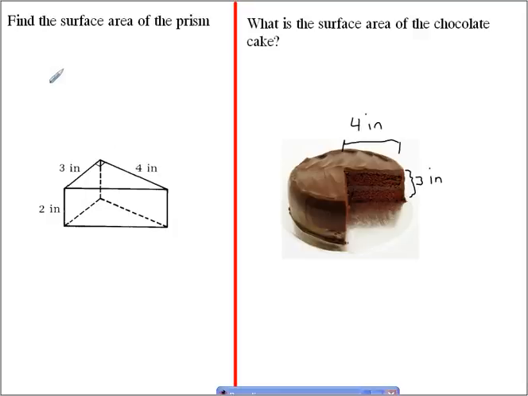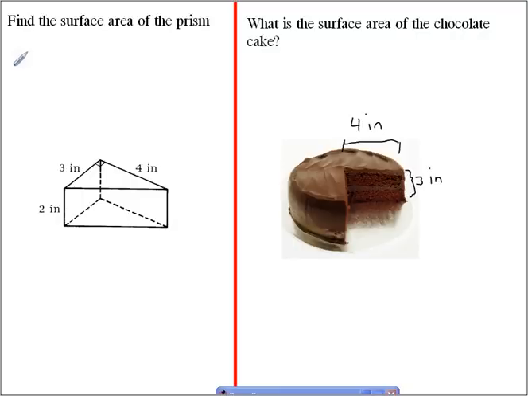Now this problem is interesting because we have to use our Pythagorean theorem knowledge as well. If you look here, we've got a triangle, rectangle, rectangle, rectangle, and a rectangle on the bottom. We know what some of the measures are, but we don't know all of them. So we're going to figure out which ones we know and which ones we don't. This measure right here, we don't have.